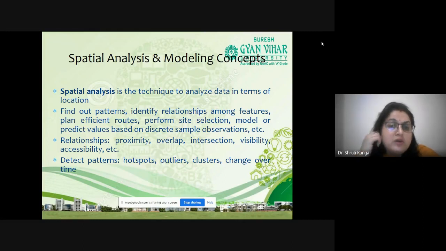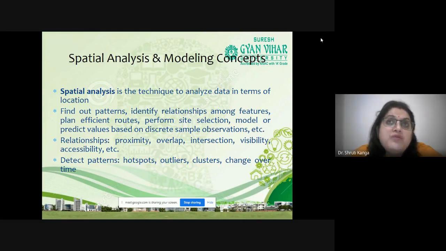We can also go for the identification of different relationships among the features. So if there is a height, or hard topography, maybe some hilly area, that kind of relationship among various features can also be identified through spatial analysis and modeling techniques. We can also plan for efficient routes. Like in your network analysis, we are able to find out the shortest route, or the best route to a particular location. So efficient route planning can be determined.